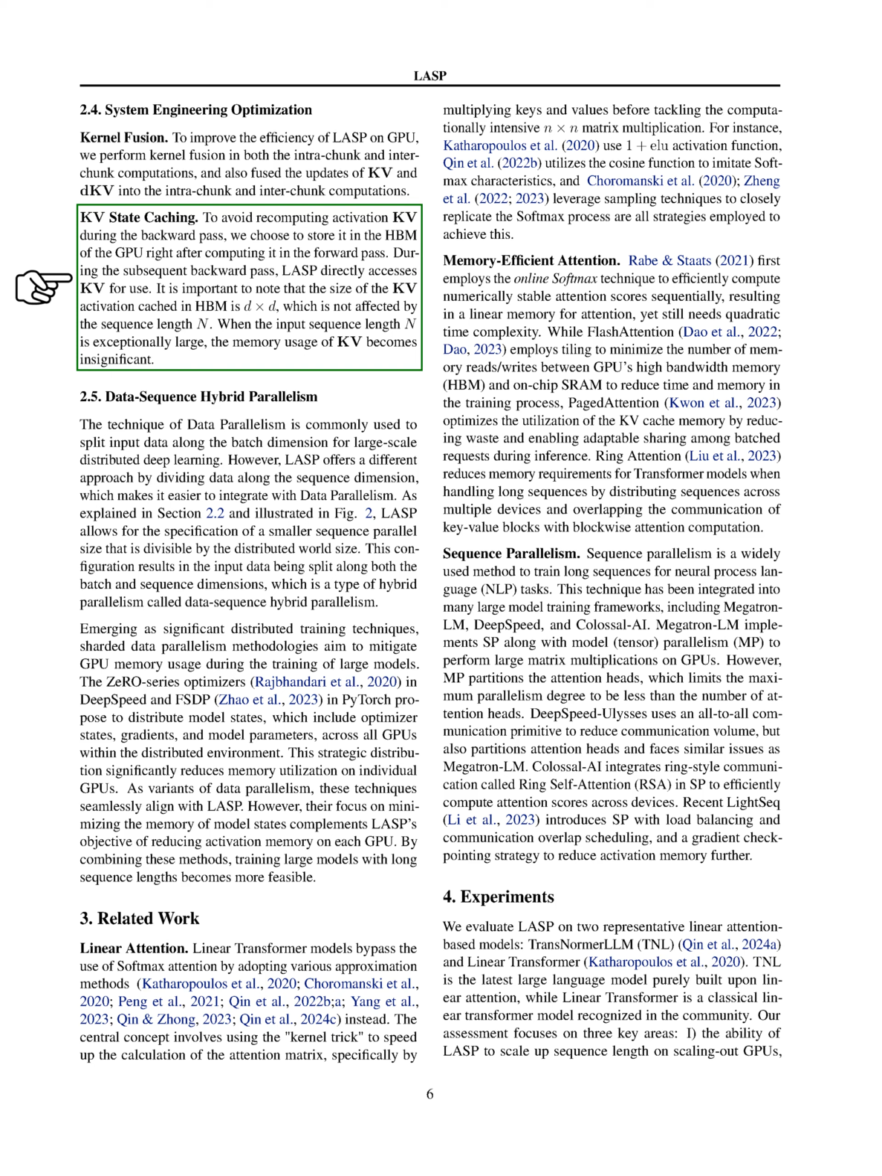Section: Data Sequence Hybrid Parallelism. In this section, we explore data sequence hybrid parallelism. LASP is a technique that differs from traditional data parallelism by splitting data along the sequence dimension instead of the batch dimension.